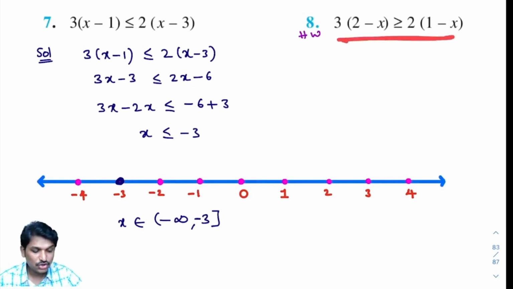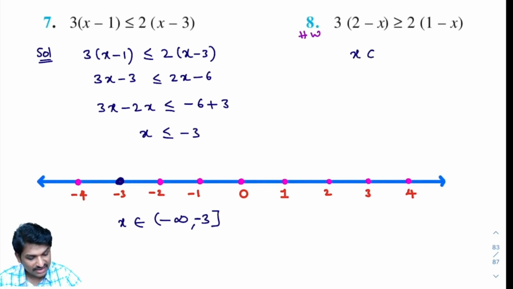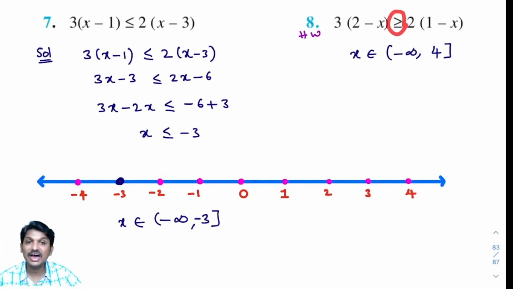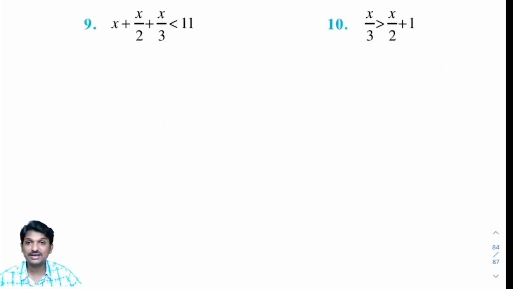Similarly, I want you to try this 8th problem on your own. For this 8th problem, answer is like this. Open interval minus infinity to closed 4. This is closed 4 because in this question greater than or equal to is there. This is the answer you will get when you solve this 8th question. Okay. Now we'll move to the next set of questions.